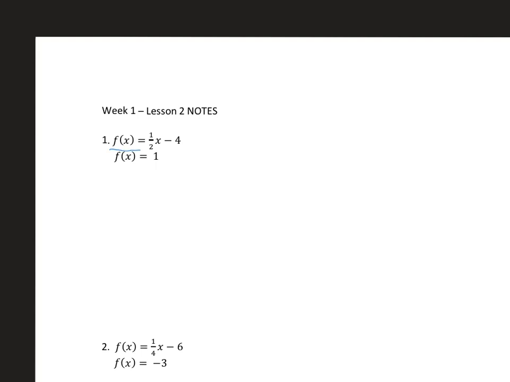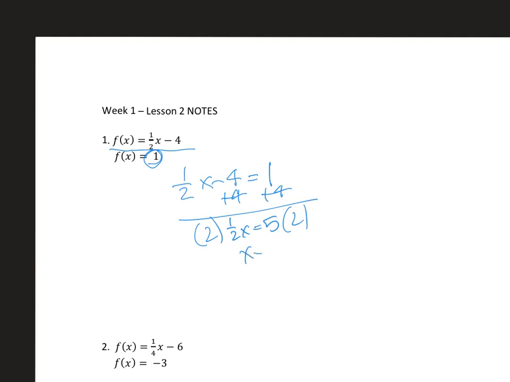So here's the original function, and here's what came out of it. So all you have to do is set the function equal to the output. And then if you solve this equation, right, so you're going to add 4 to both sides, multiply both sides by 2, you can figure out what the input was. The input was 10, which produced this output of 1.